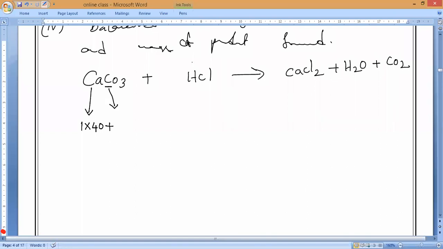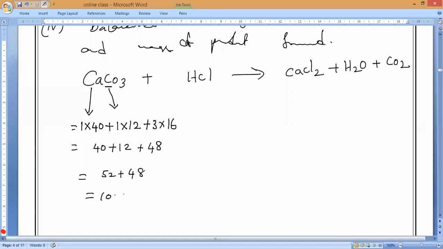Next, carbon. Carbon, how many? Carbon also 1 into 12, the atomic mass of carbon. Plus oxygen, how many, guys? Oxygen 3 into 16, that is 48. Clear? So we get 40 plus 12 is 52, plus 48 equals how much? 100 grams. 100. Clear?